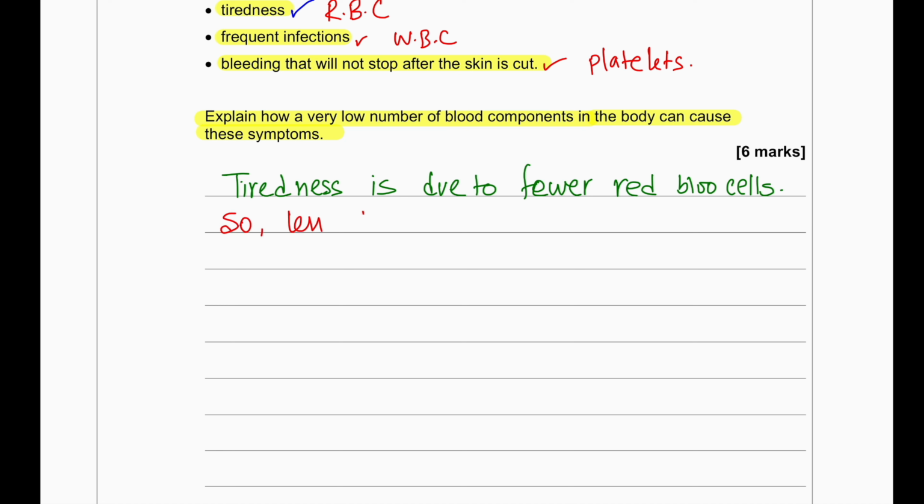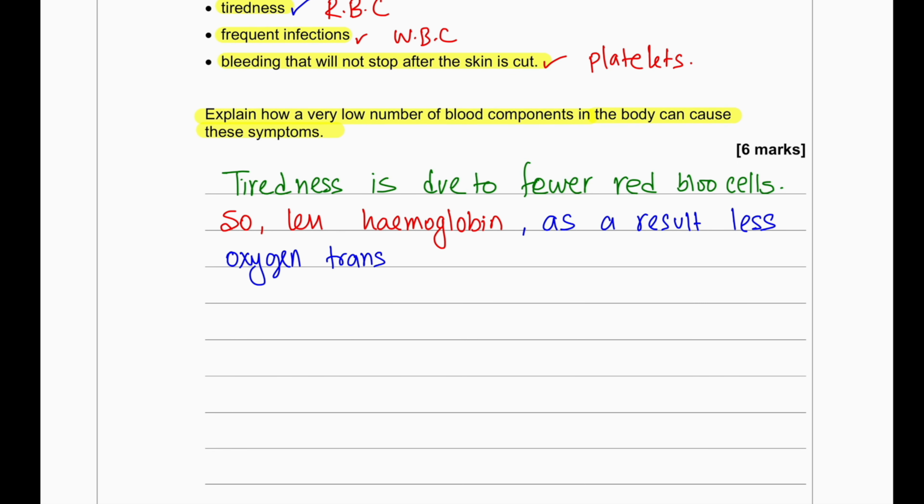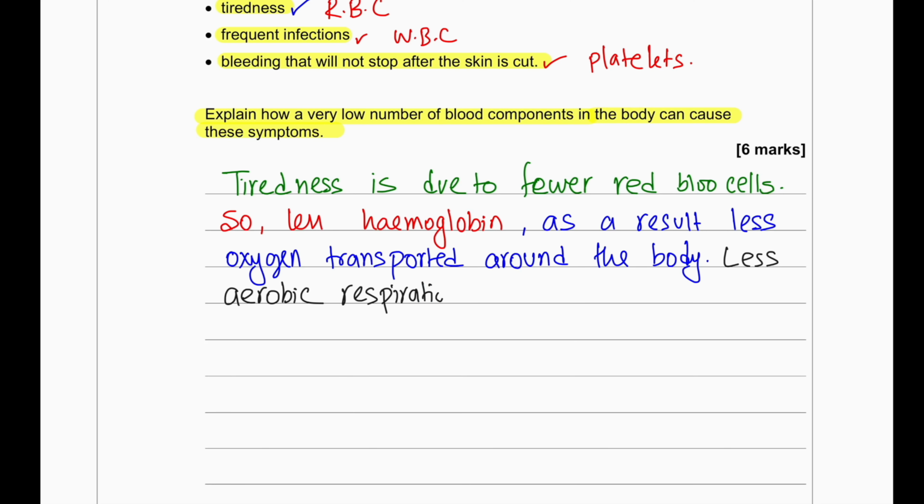We can also write added points like this: this results in less aerobic respiration, so more anaerobic respiration takes place and less energy is released for metabolic processes. Lactic acid is also produced during anaerobic respiration, which then also causes muscle fatigue.